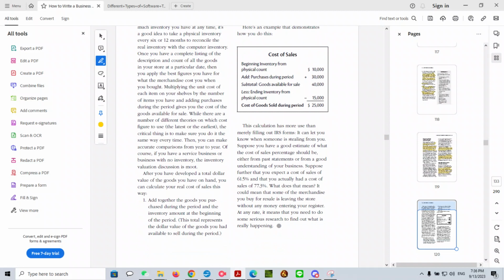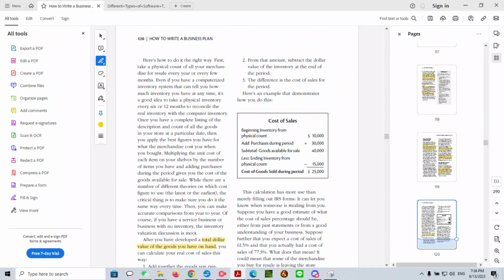Now, another thing we need to do is calculate the total dollar value of goods that you have on hand. These are for assets, okay? And, sorry, before you do that, you need to have historical data so we can make a comparison year to year.